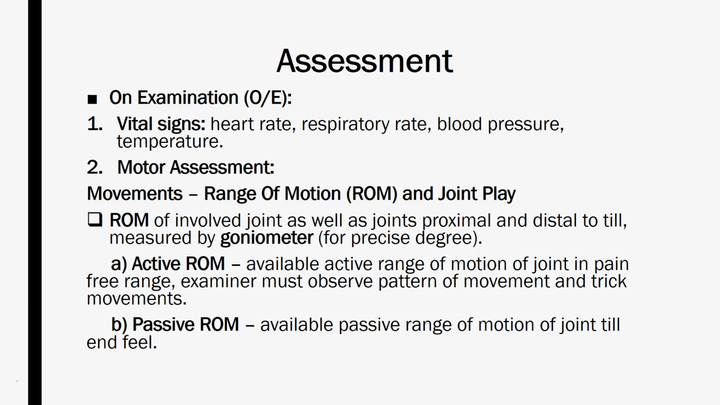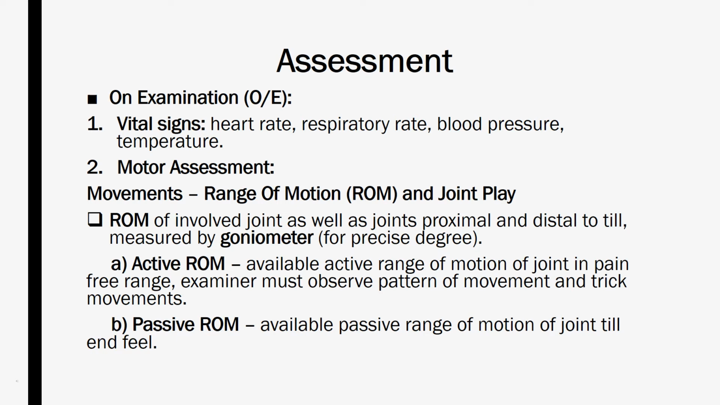On examination, number 1, vital signs. This includes heart rate, respiratory rate, blood pressure and temperature. Number 2, motor assessment. This includes movements, that is range of motion and joint play. Range of motion or ROM of the involved joint as well as joint proximal and distal to it. It is measured by goniometer.